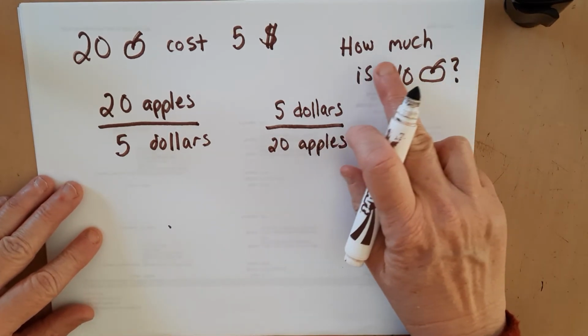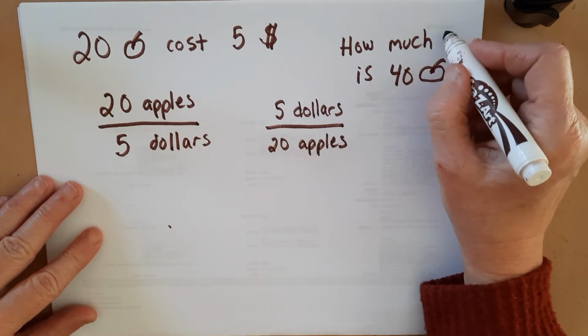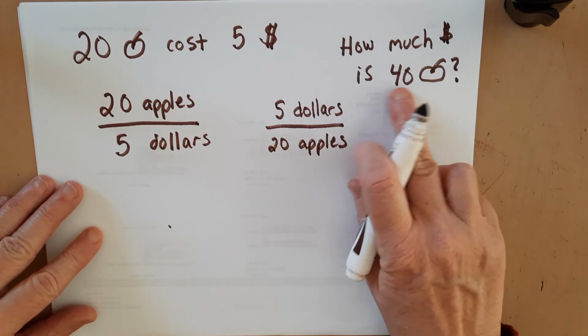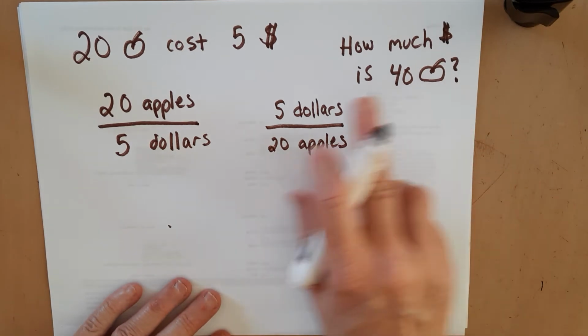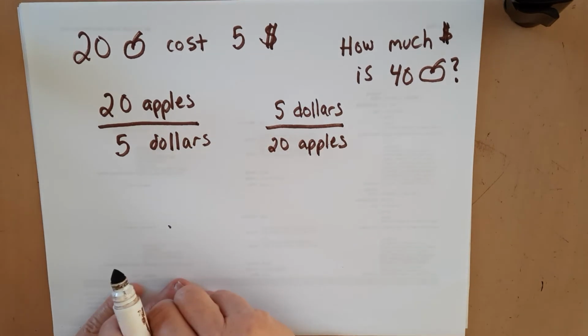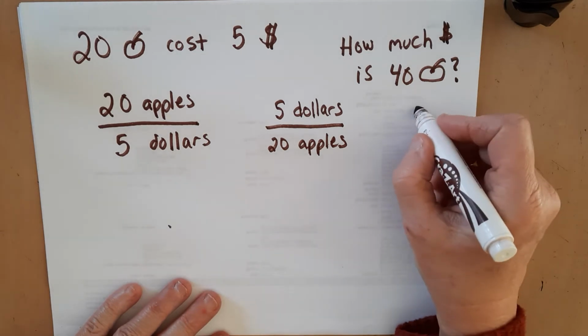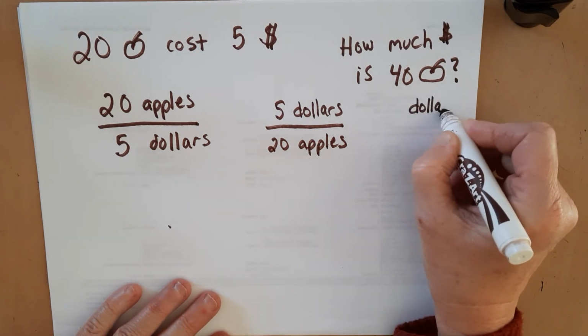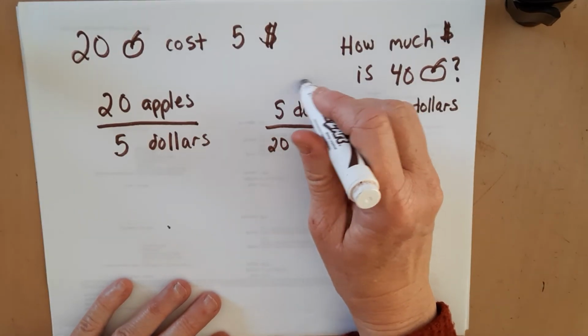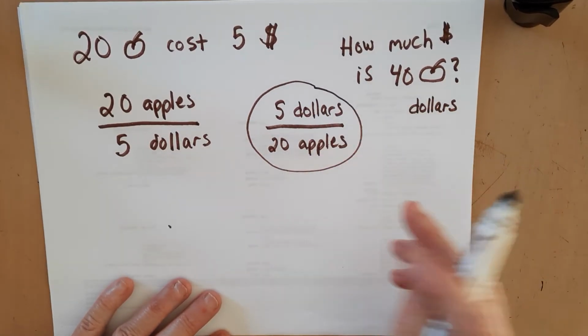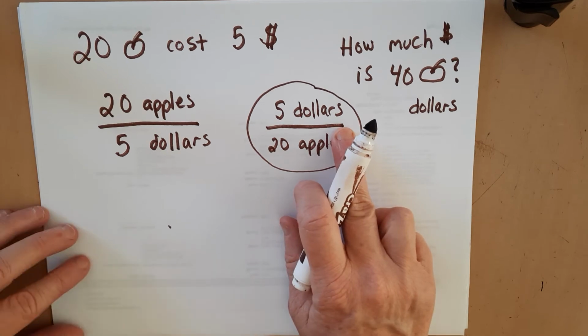But we're trying to figure out how much money, how many dollars, 40 apples cost. Well, so we want to pick the one that has dollars in the numerator. We are looking for the number of dollars in our answer, so we want to pick the ratio that has dollars in the numerator, which would be this one. So we're going to use this ratio for our problem.